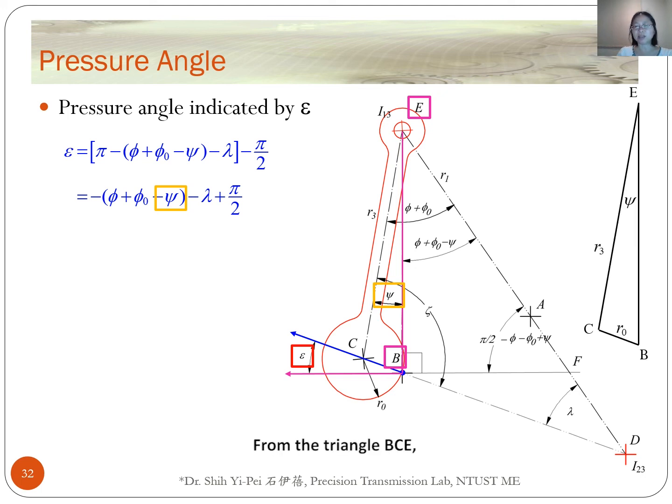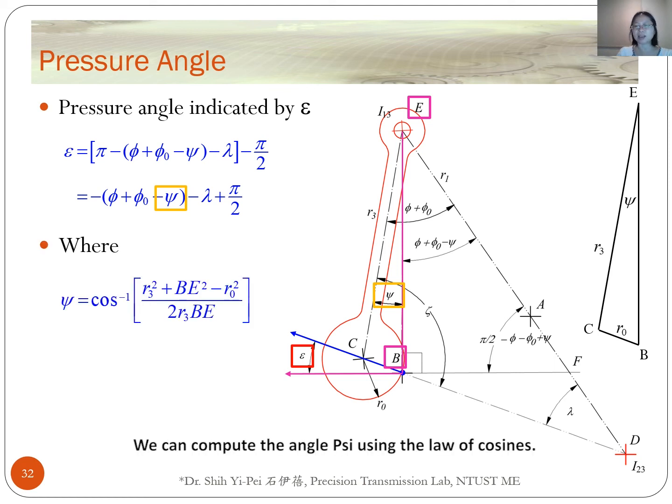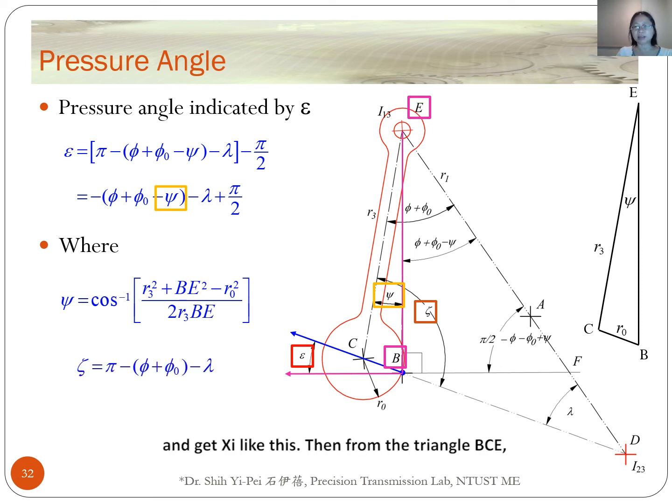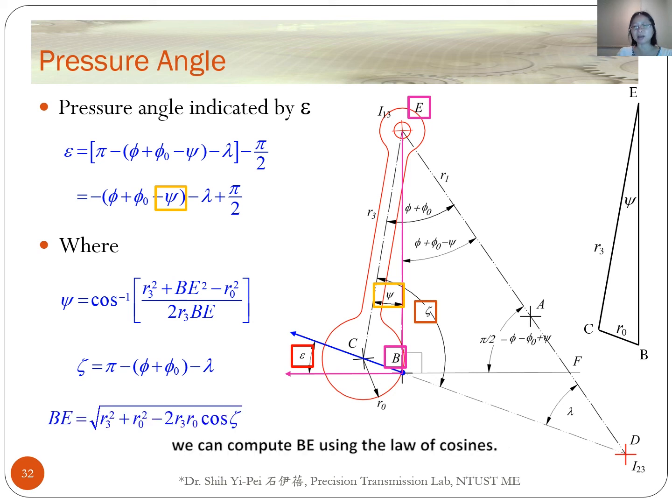From the triangle BCE, we have sides R3 and R0. If we have the length of line BE, we can compute the angle psi using the law of cosines. From the triangle CDE, we can compute the angle theta, based on knowing two of the internal angles, and get theta like this. Then from the triangle BCE, two sides R3 and R0 and the angle theta are known. We can compute BE using the law of cosines.